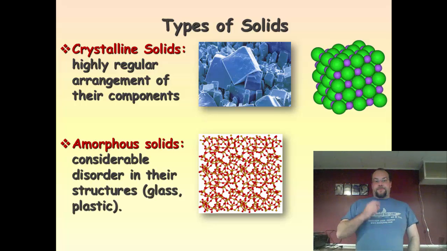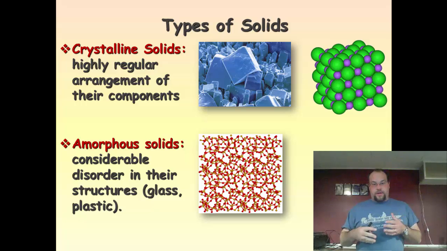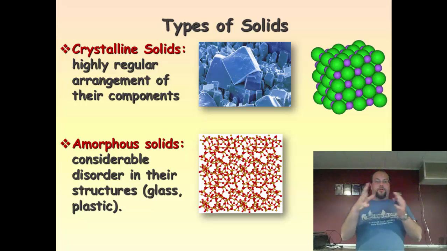The other type is called an amorphous solid. Now, these are disordered, okay? They don't fall into an orderly pattern at all. They're completely disordered, like glass or plastic. When you break a piece of glass, it doesn't break into nice little crystals. It just kind of shatters. So those are the two main types, and we're going to talk about the properties that have to do with both those types as we go through the lecture.